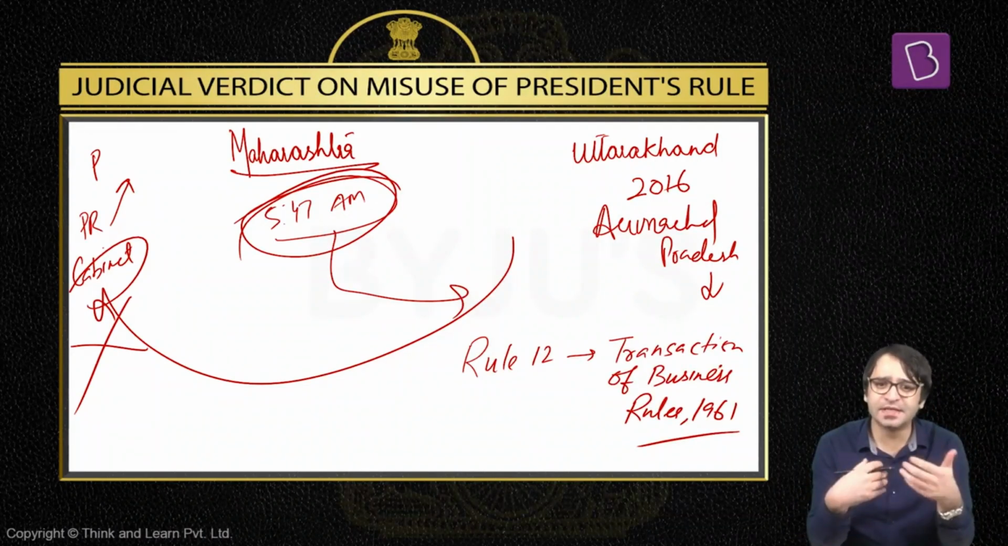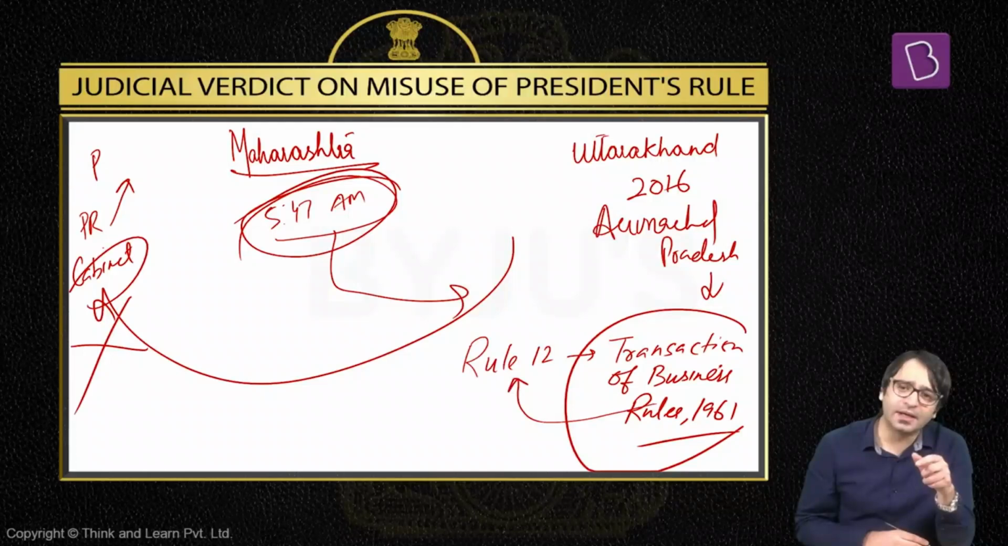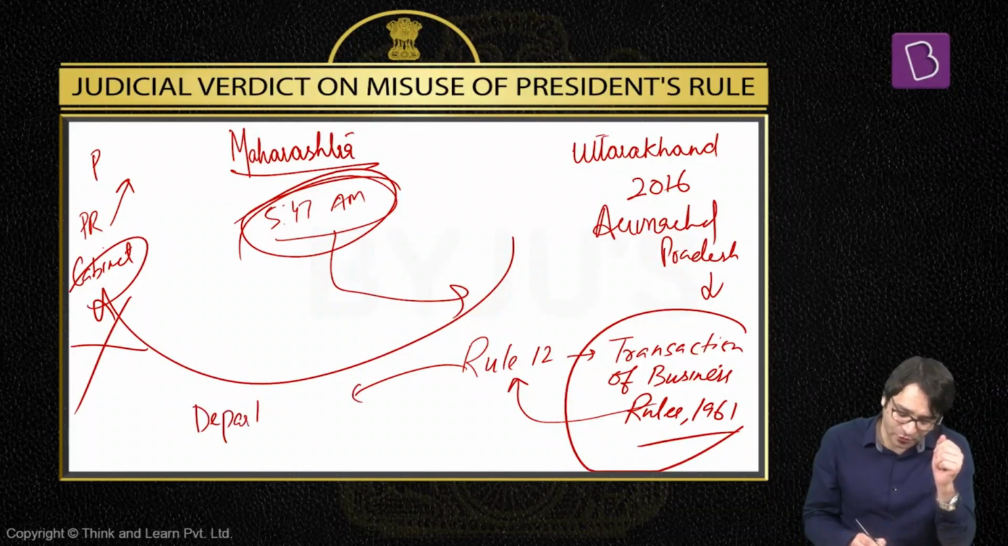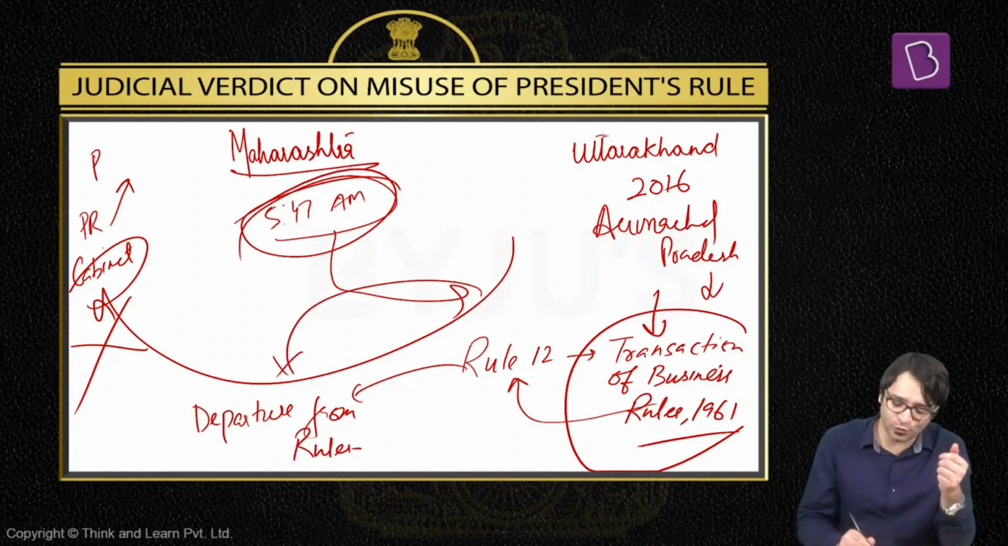The President can issue orders on how these executive powers have to be exercised. For that we have these rules, the Transaction of Business Rules 1961. Rule number 12 talks about departure from rules. These rules are to be followed, but rule number 12 says departure from rules. That means at some time you can also depart from following these rules.